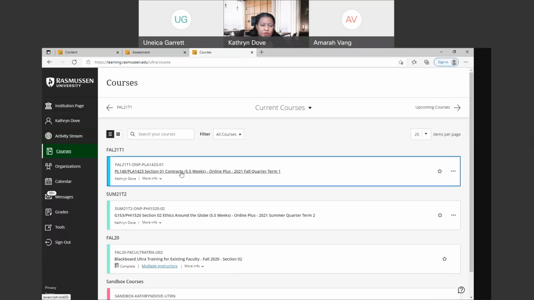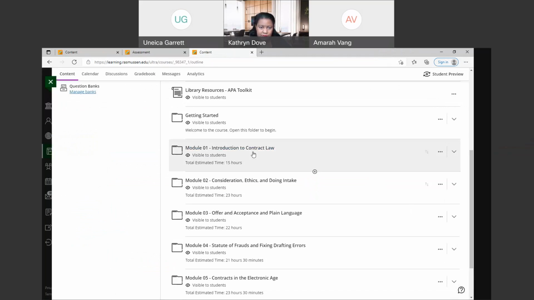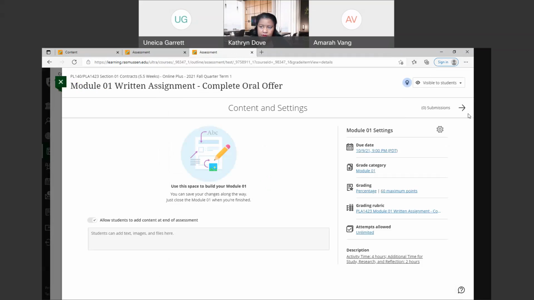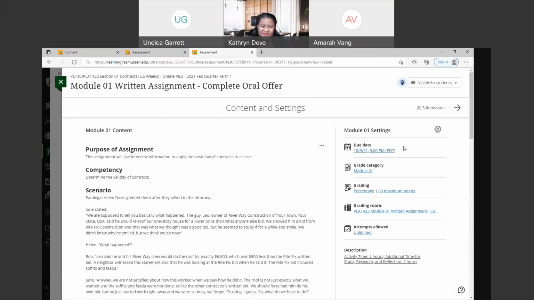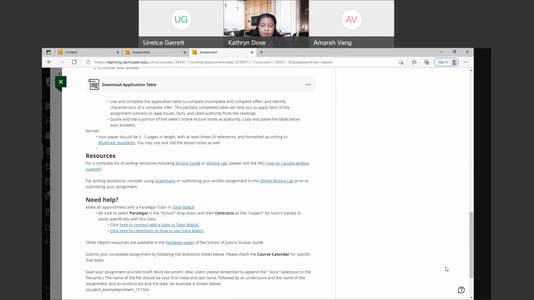So let's take a look at the assignment language, Unica. It is saying, use and complete the application table to compare incomplete and complete offers. Identify the characteristics of the complete offer. The partially completed table will help you apply facts of the assignment scenario to legal issues and cited authority from the reading. Quote and cite a portion of this week's online lecture notes as necessary. Copy and paste the table below your answer.